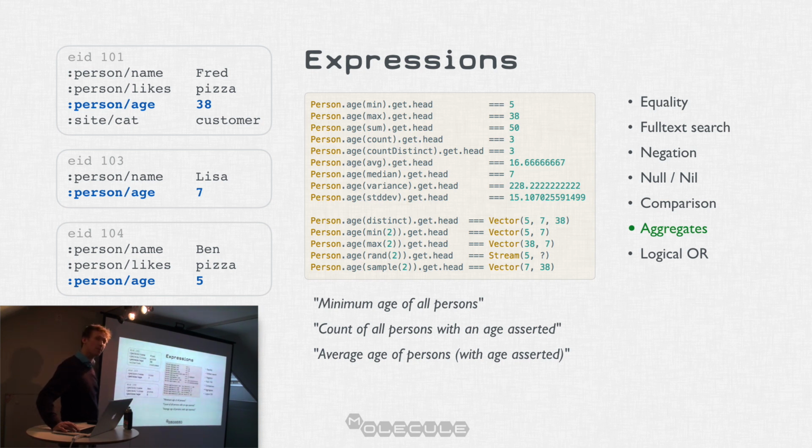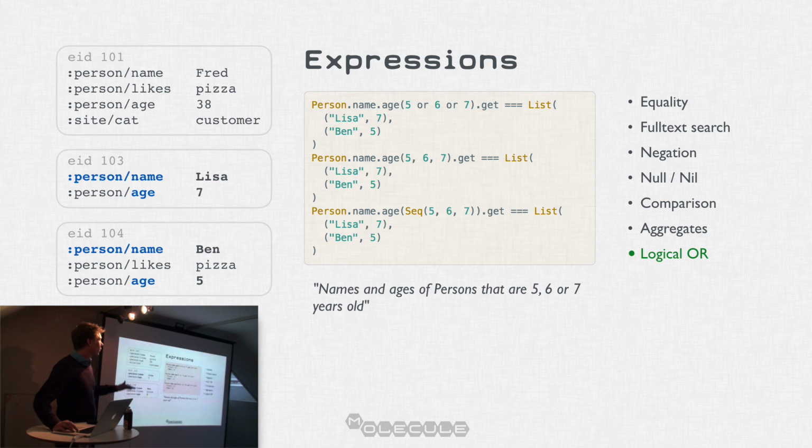Or percent. Are those implemented in Datomic? Yeah. Okay. Yeah. So they're core functions of Datomic. So what Molecular does is simply write a Datomic query that has those functions. And then you have all the logic that you can put in, like ages that are 5, 6, or 7 years old. So Fred is excluded, and you can write it in 3 different ways.